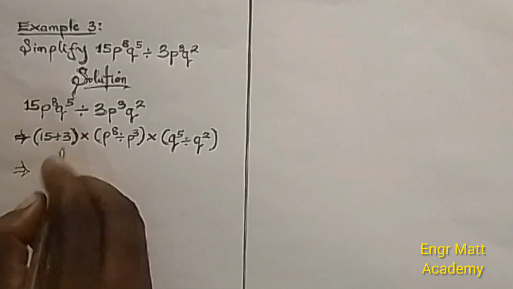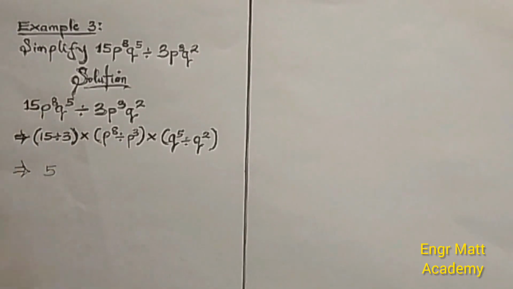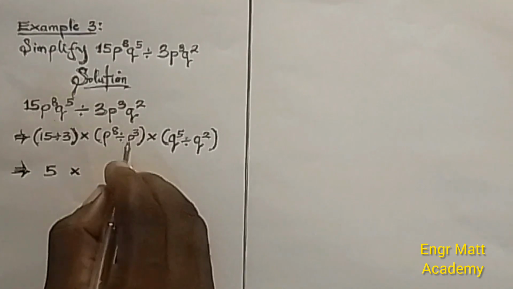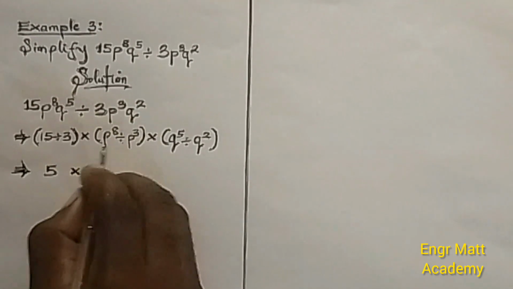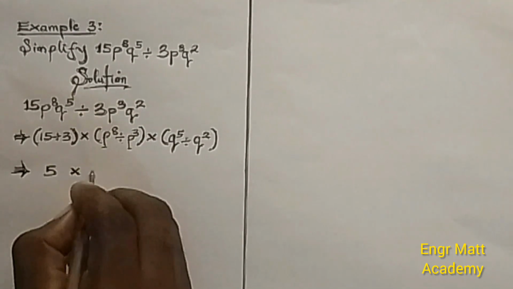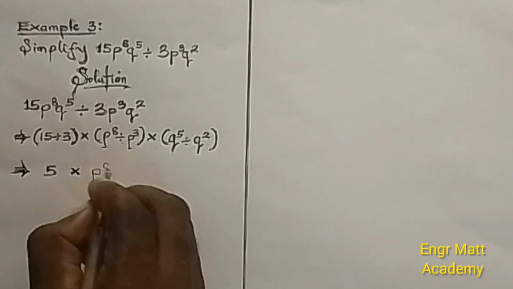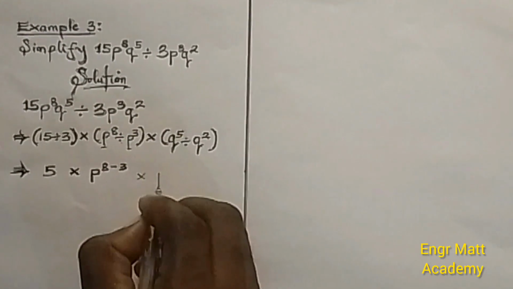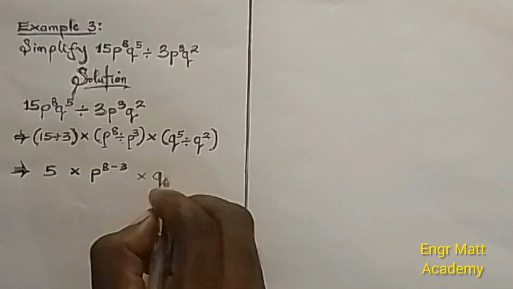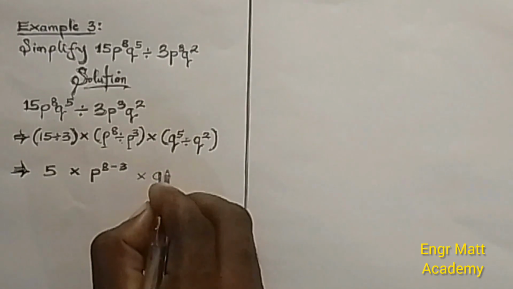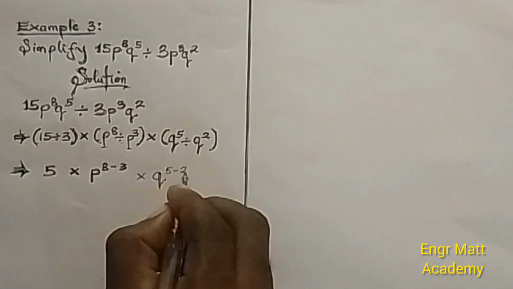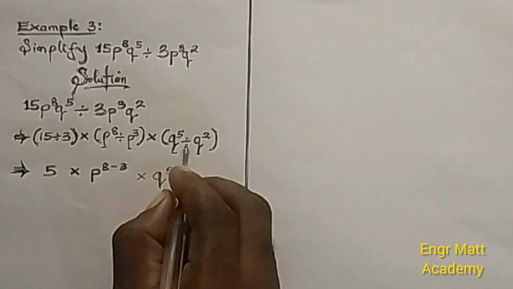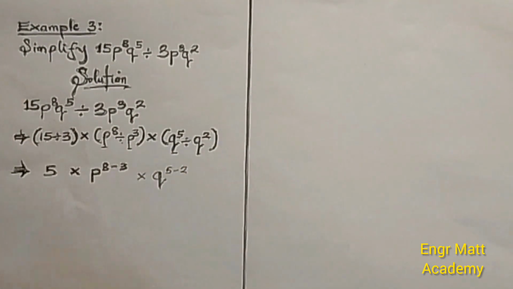15 divided by 3 now 5, times p raised to power 8 divided by p raised to power 3. Since p and p are the same, we apply the division rule: 8 minus 3. Times q raised to power 5 minus 2, because the base is not the same as p. Since we divide, we subtract the powers.